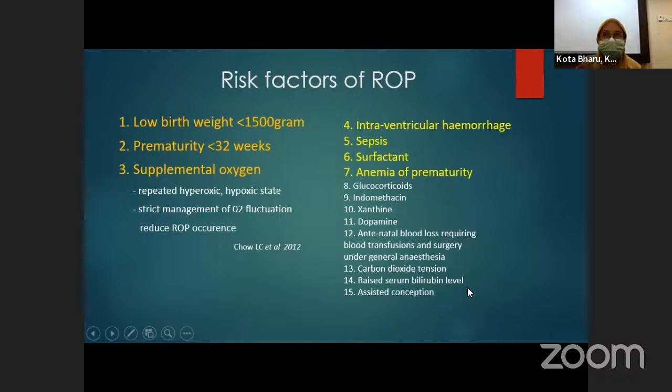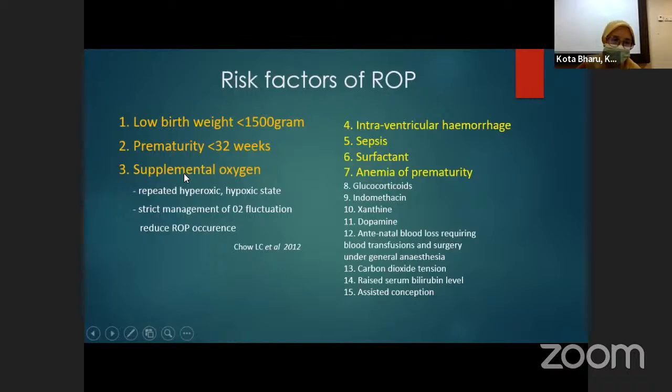Okay, then we go to the risk factors of ROP. Actually, the first three risk factors are the most important for developing ROP, which are low birth weight less than 1,500 grams, prematurity less than 32 weeks, and supplemental oxygen.